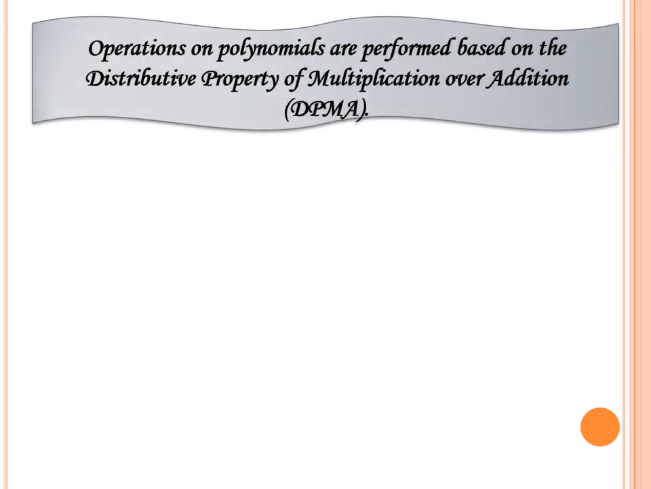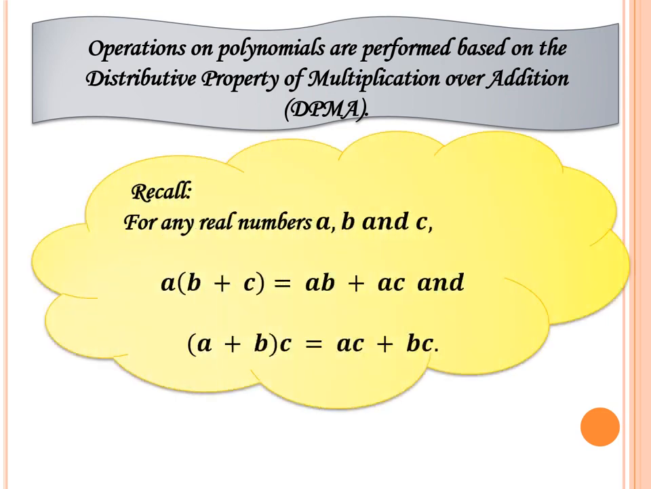Operations on polynomials are performed based on the distributive property of multiplication over addition, or DPMA. So, i-recall lang natin yung DPMA. For any real numbers a, b, and c, a quantity b plus c is equal to ab plus ac, and quantity a plus b times c is equal to ac plus bc.